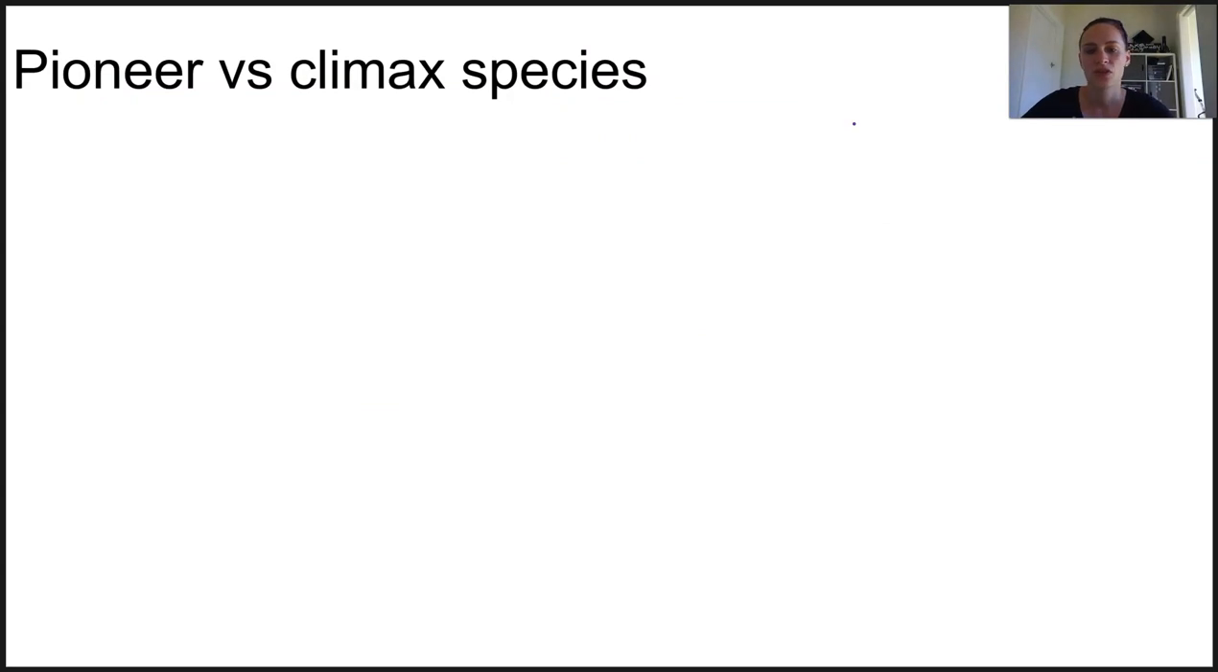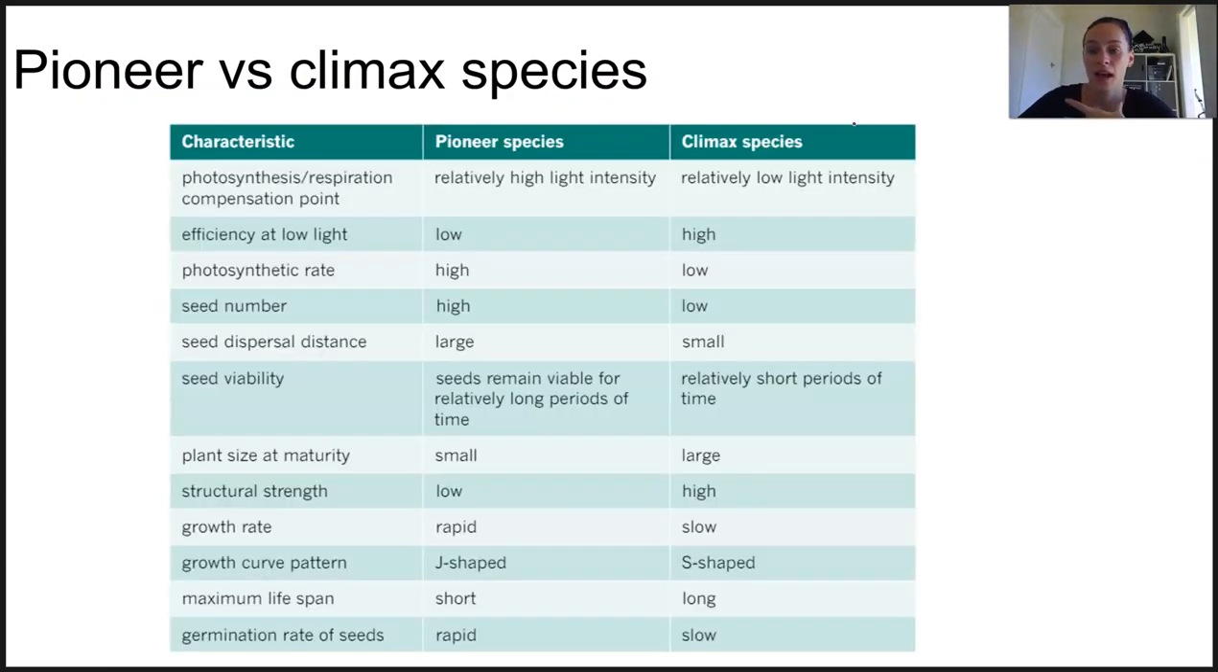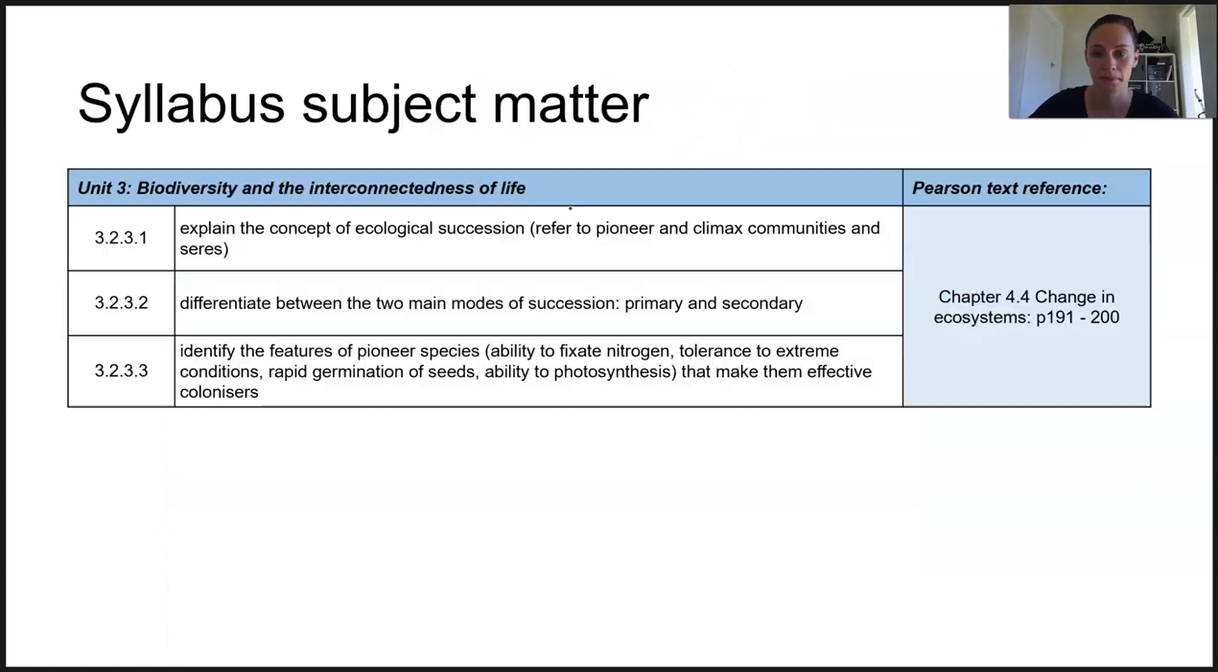When you zoom in on just the species within the community which grow during the processes of succession, you can do a comparison of these as well. So in this case, the pioneer species versus the climax species that would be present in a climax community at the end. And this diagram is straight out of your Pearson textbook.